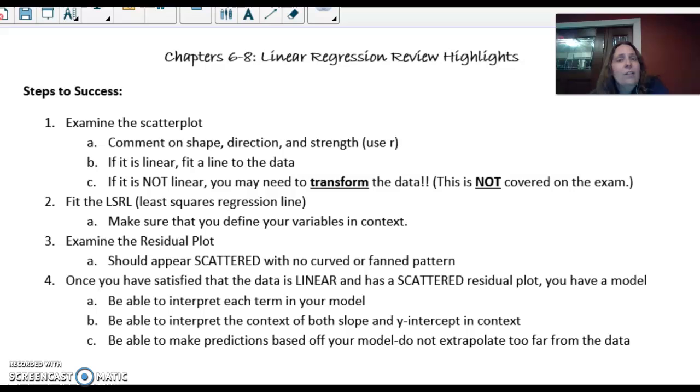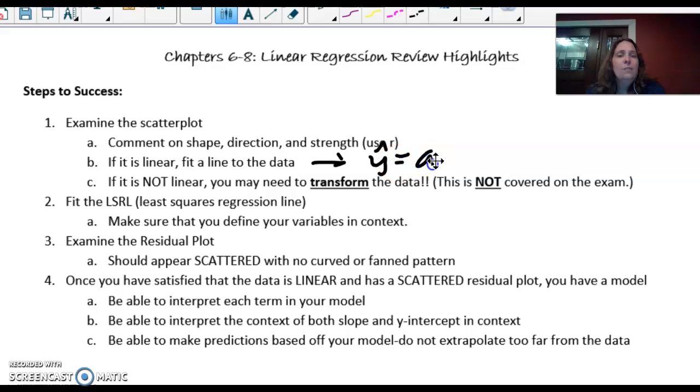If you do have a linear relationship, you want to try to fit a line to the data. And the equation that you would use for that is good old y hat equals a plus bx, where a is the y-intercept and b is the slope. And we're going to talk about how to find that in computer output in a few minutes. If it's not linear, you may need to transform the data. This is not covered on the exam, so don't worry about it. But I just want you to know that that could happen in real life.